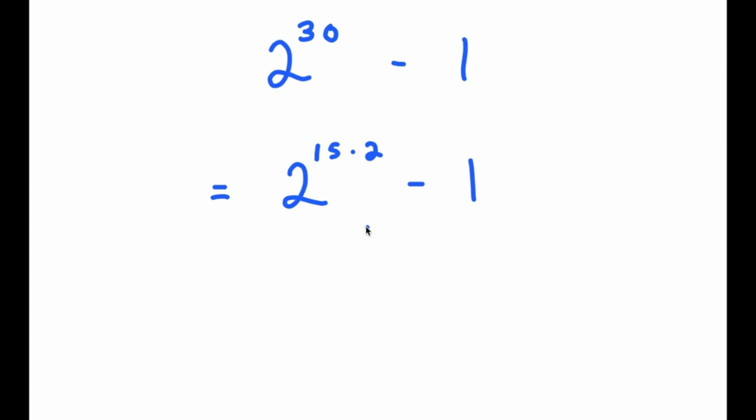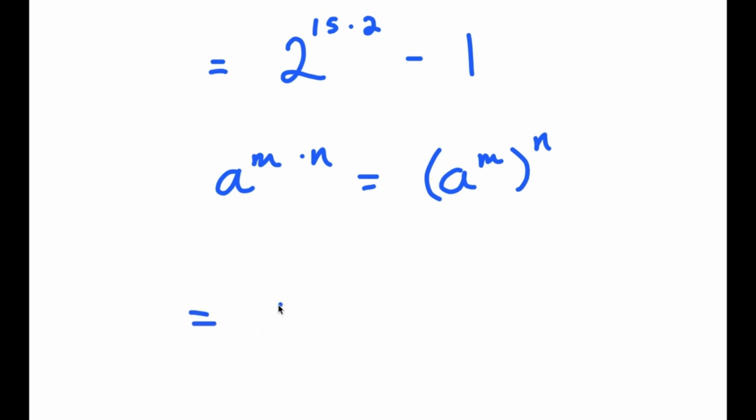Alright, so in this video, I'm going to solve the problem 2 to the power of 30 minus 1. So to solve this, I'm going to rewrite this as 2 to the power of 15 times 2 minus 1. Now if I have something in the form a to the power of m times n, this is equal to a to the power of m to the power of n. So 2 to the power of 15 times 2 is the same thing as 2 to the power of 15 to the power of 2. And negative 1 is the same thing as negative 1 squared.